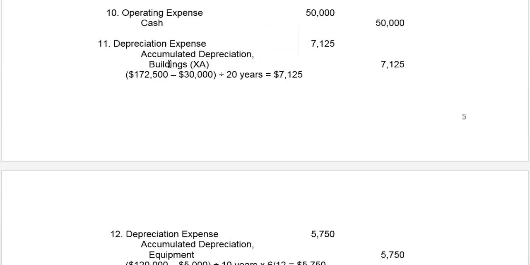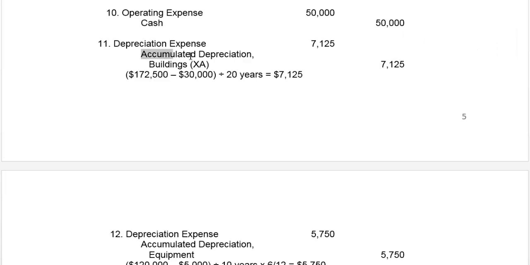So what we try and do is, on the balance sheet or statement of financial position, preserve the asset at its original cost, which is 172.5, and then show the accumulated depreciation as a contra account to that on the statement of financial position. So we have that to be 71.25.